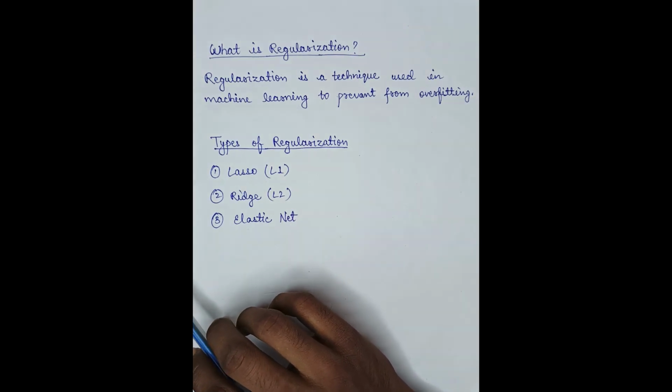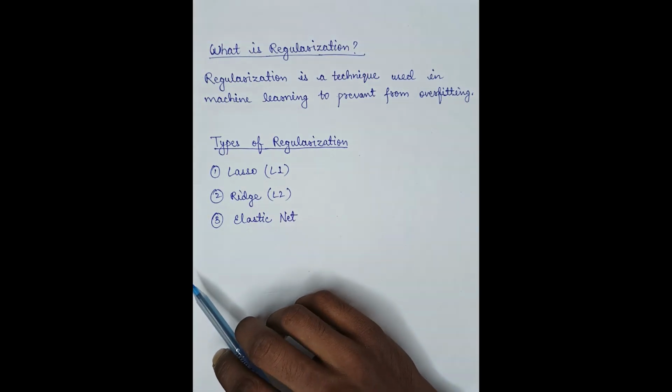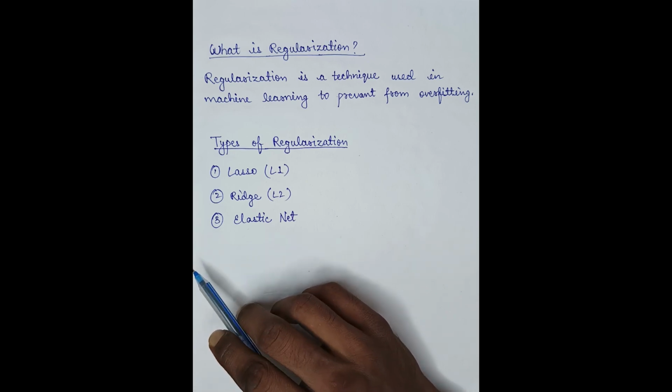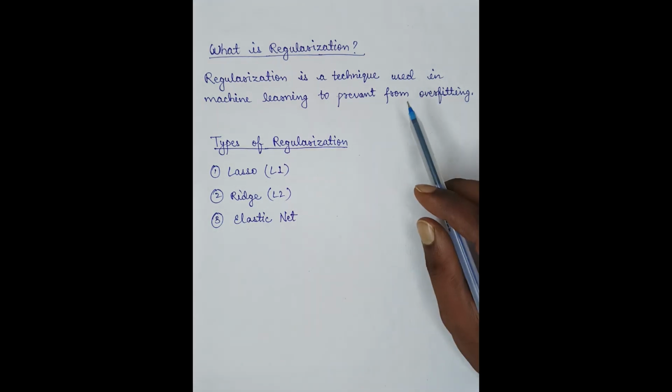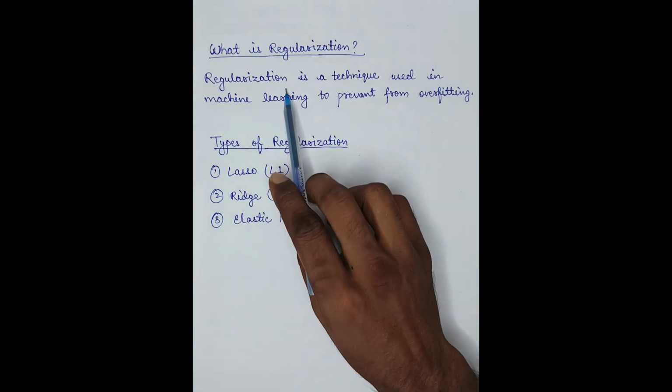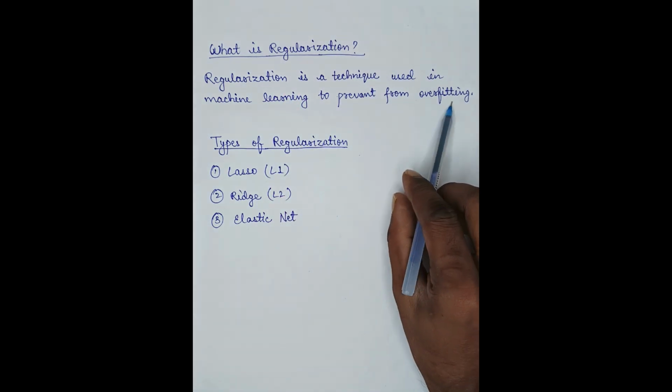So today we will see what regularization is. In machine learning, regularization is used to reduce overfitting. Regularization is a technique used in machine learning to prevent overfitting.